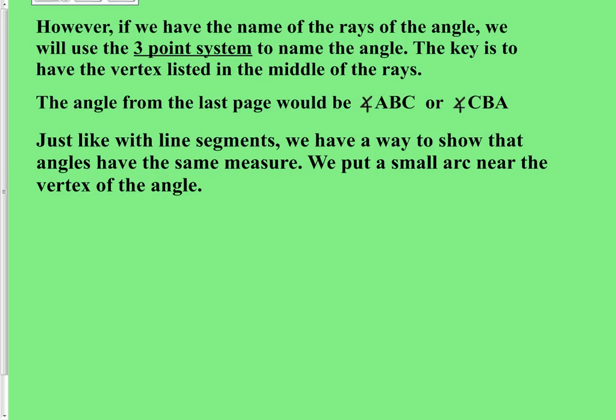Now, just like with line segments, we have a way to show in a diagram that angles are going to have the same measurement. With line segments, we called that a tick mark. It was a little straight line that we marked the center of the line with. And anywhere we saw matching numbers of tick marks, that meant that we had matching measurements. We had congruency. Okay, well, there's not a little line like a tick mark that we put in an angle, but we do put a small arc near the vertex of the angle.